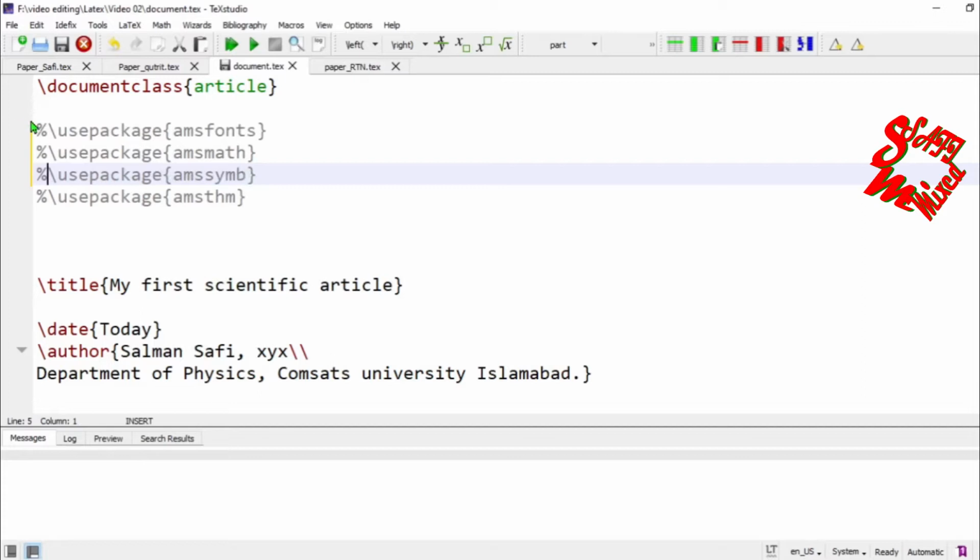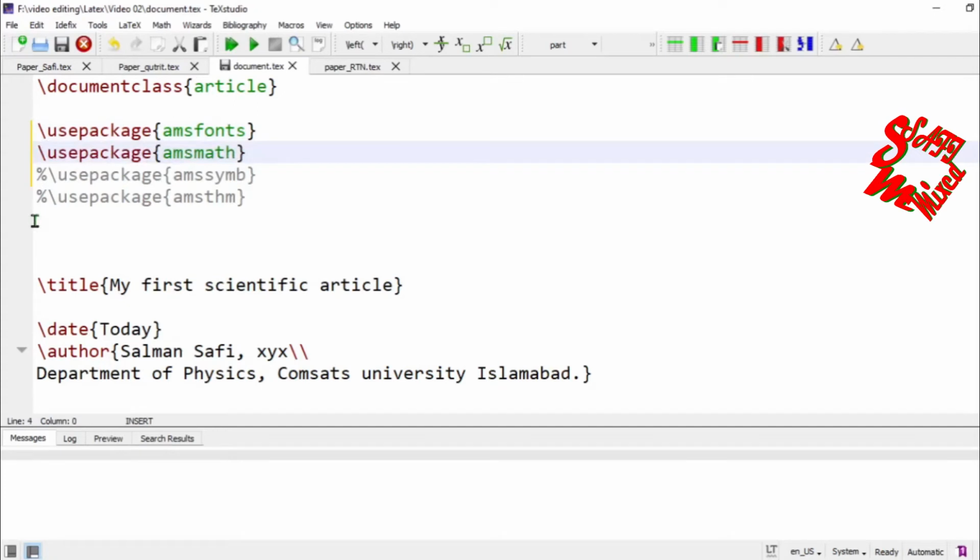amsfonts allow one to choose different font sizes, and amssymb lets one choose different mathematical symbols. I have used a percent sign in front of each line. LaTeX becomes blind to the text next to the percent sign in a line, so LaTeX cannot read any of these packages in the present form. For activating a package, you have to use the command \usepackage. So to activate them, I have to remove the percent sign from each of them. Now these packages are activated.